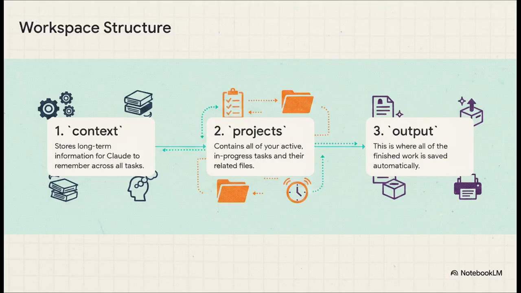Now let's peek inside that workspace. You're just going to create these three simple folders. Context is for all the stuff it needs to remember about you permanently. Projects is where you'll drop the files for the task you're working on right now. And output is, you guessed it, where all the finished work goes. This super simple structure gives the AI a clear system to follow every single time.